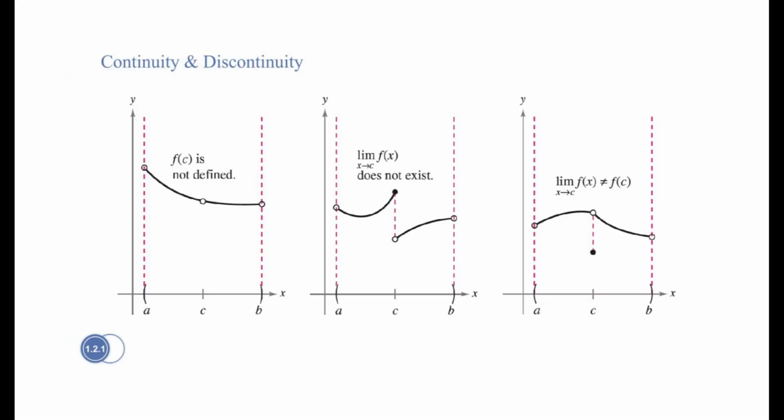Here are three common reasons a function may not be continuous. In the first graph, f(c) is not defined, so there is no actual function value at that point. In the second graph, the limit as x approaches c does not exist because the left and right slices do not meet. In the third graph, the limit exists, but it is not equal to f(c).